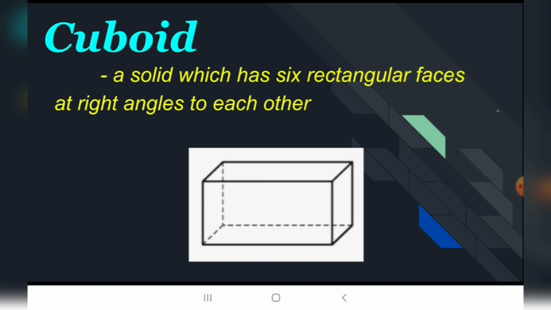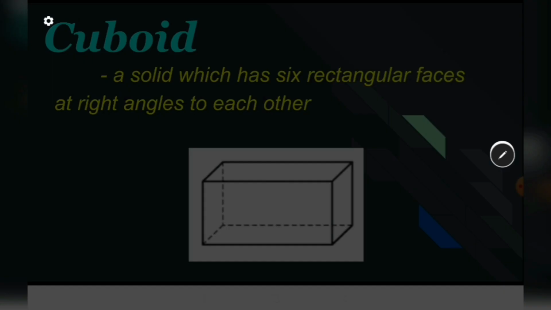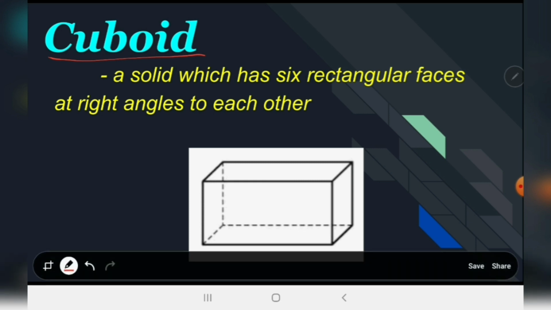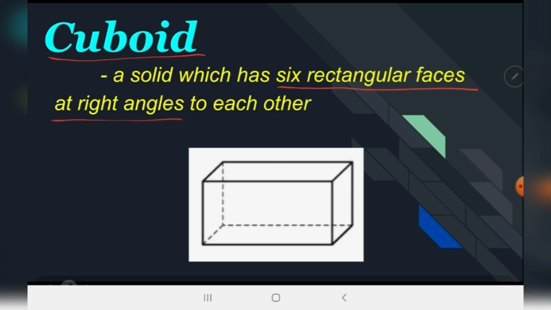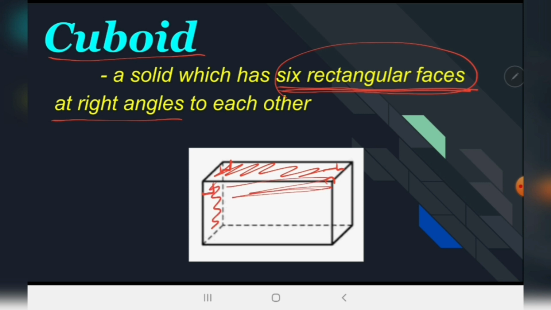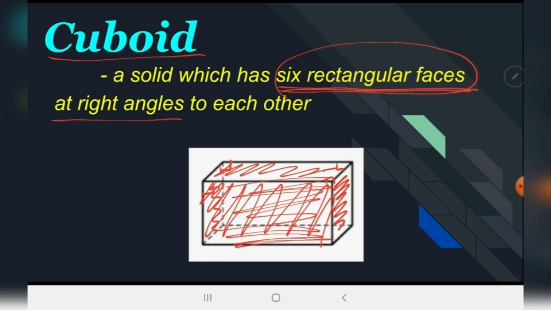The name of this figure below is also cuboid, and we can also name this a rectangular prism. A cuboid is a solid with 6 rectangular faces at right angles to each other. Since it forms a right angle here, that is a cuboid, and it has 6 rectangular faces. Let's count the 6 rectangular faces. This is the first face, and then second, third, and then here fourth, and then here fifth, and then sixth. So those are the 6 rectangular faces.